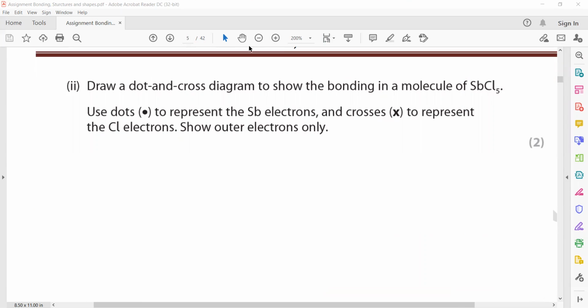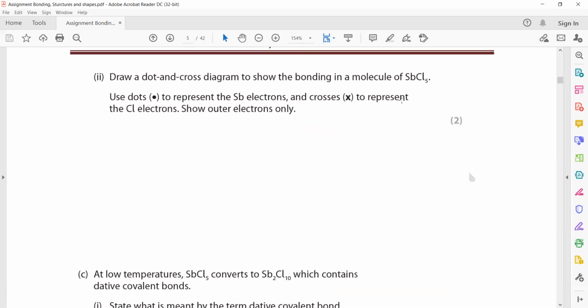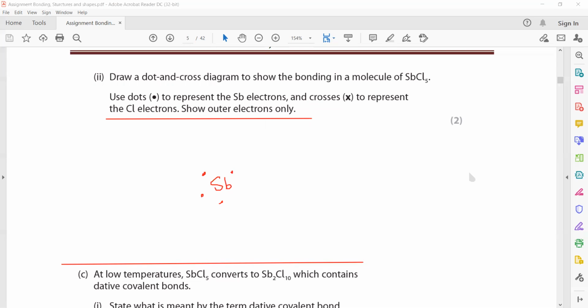Draw a dot and cross diagram to show the bonding in a molecule of SbCl5. Use dot to represent Sb electrons and cross to represent chlorine electrons. Show outer shell electrons only. So we just have to represent the electrons in the last shell. Sb has 5 electrons in the outermost shell, and we represent the electrons of Sb with dots. So 1, 2, 3, 4, 5.